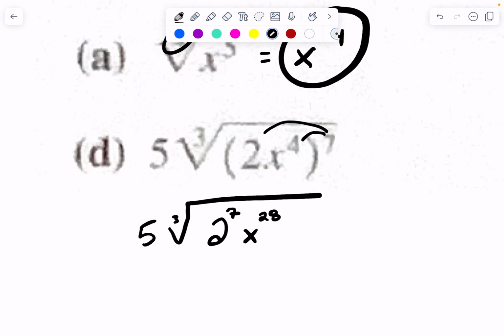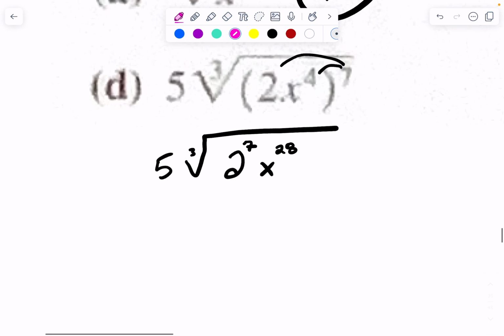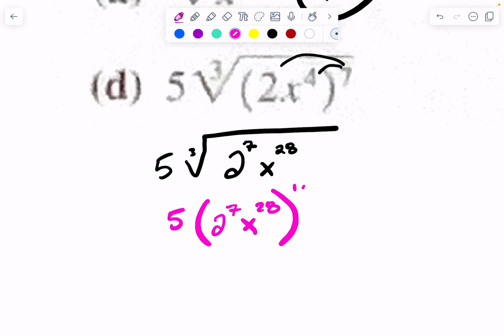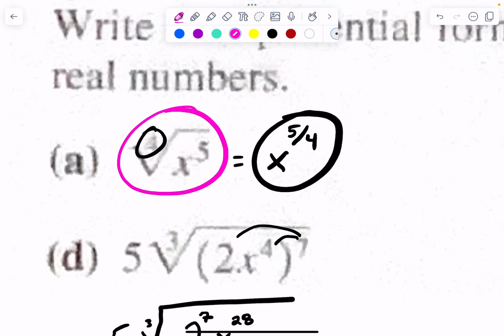Okay. All right. Yeah, they just want them written with the exponential form. Okay, whatever. Now, this is what this means. 2 to the 7th and x to the 28th. That is now all to the 1/3 power, right? And so what I can do is distribute that through, right? We weren't used to writing it like this, but like this, we kind of skipped steps.